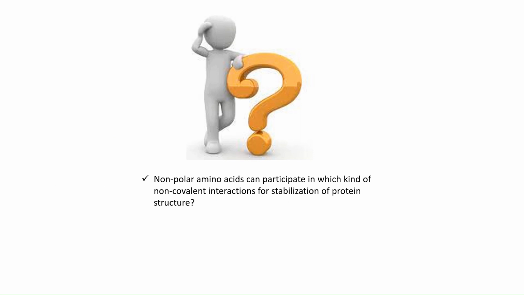Now, one question from my end for you all: you have to tell me in which kind of non-covalent interaction non-polar amino acids can participate for the stabilization of protein structures. I already told you that the properties of the amino acids are responsible for the structure and the function of a protein. If we know the property of an amino acid, we can easily detect what could be the structure and function of that particular protein. As I told you, polar charged molecules can participate in electrostatic interaction. Likewise, you have to tell me in what kind of interaction the non-polar amino acid can participate for the stabilization of the protein. Do let me know in the comment section.